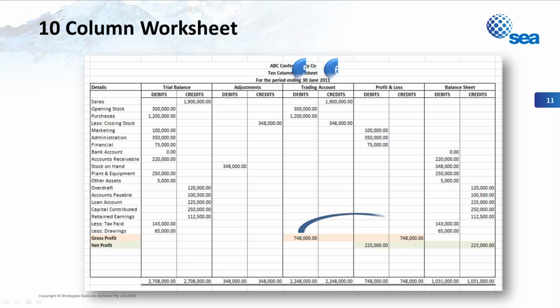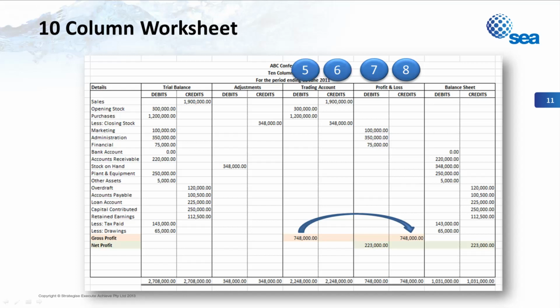In columns 7 and 8, the gross profit is carried over from the trading account columns and all the other operating expenses deducted to give net profit. You can see the net profit is calculated out here at $223,000. If you look at the very bottom row, both the debits and the credit columns of each set of accounts balance.